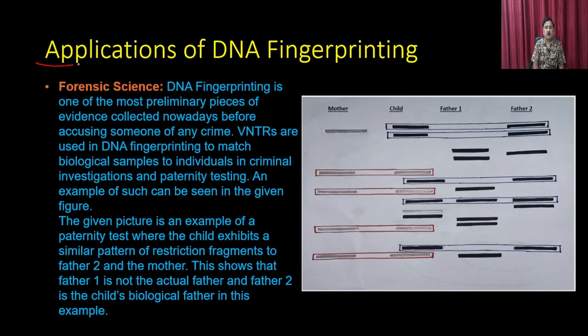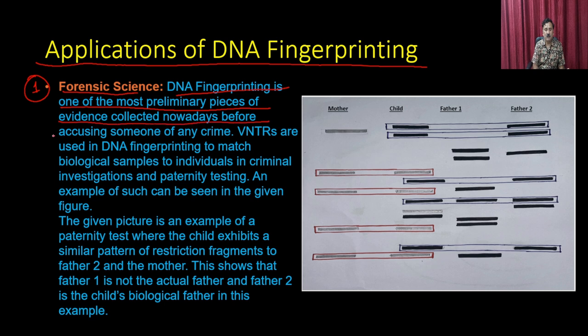What are the applications of DNA fingerprinting? The first and a very important application of DNA fingerprinting is forensic science. Okay? DNA fingerprinting is one of the most preliminary pieces of evidence collected nowadays before accusing someone of any crime. VNTRs are used in DNA fingerprinting to match a biological sample to the individual in crime investigation and paternity testing. And examples of such can be seen in the given figure.